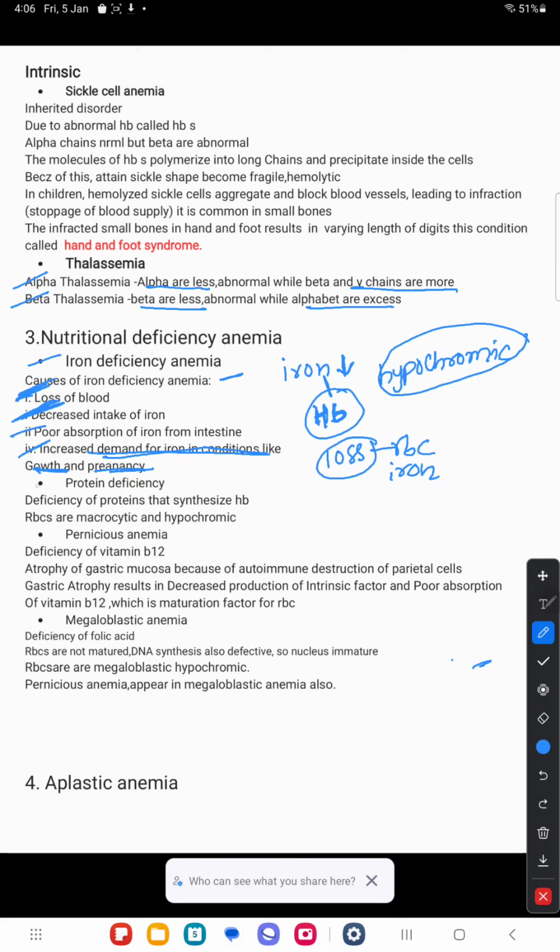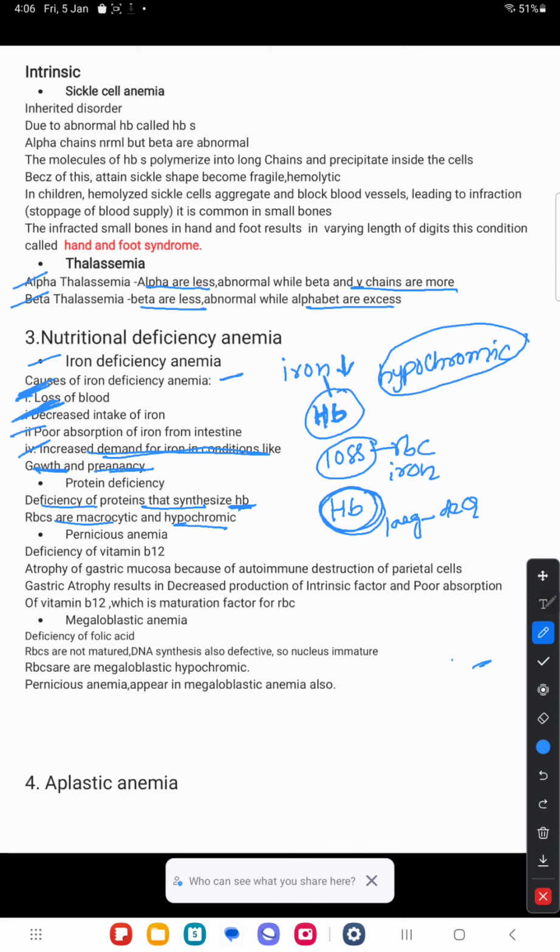Then protein deficiency anemia. See, HB is made up of proteins, right? Deficiency of proteins affects HB synthesis. HB is synthesized from proteins, right? So when there is deficiency of proteins, the synthesis of HB becomes abnormal. In that condition, the person will have protein deficiency anemia. The RBCs are macrocytic and hypochromic. Macro means larger in size. Hypochromic means there will be decreased color.